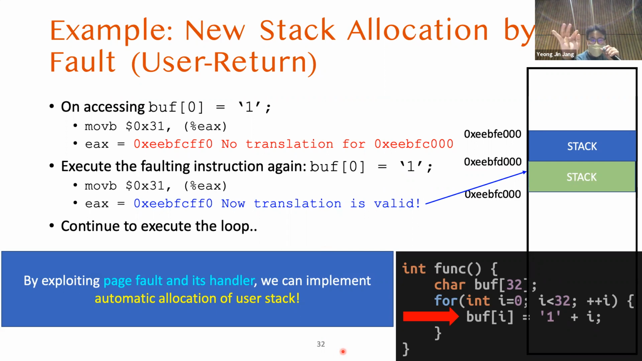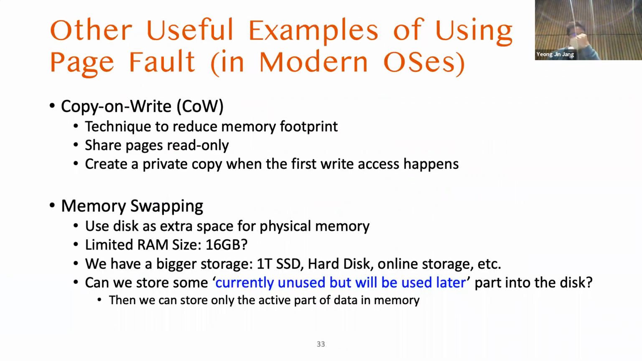After understanding these concepts, I would like to introduce two other mechanisms that modern operating systems actually use with page fault handling for optimizing some of the resource usage. The first mechanism is called copy on write, and it works as the name suggests. Copy on write is a technique to reduce the memory footprint.